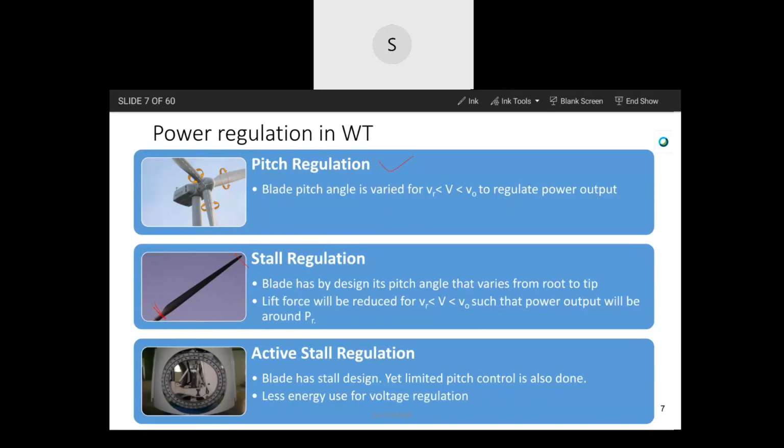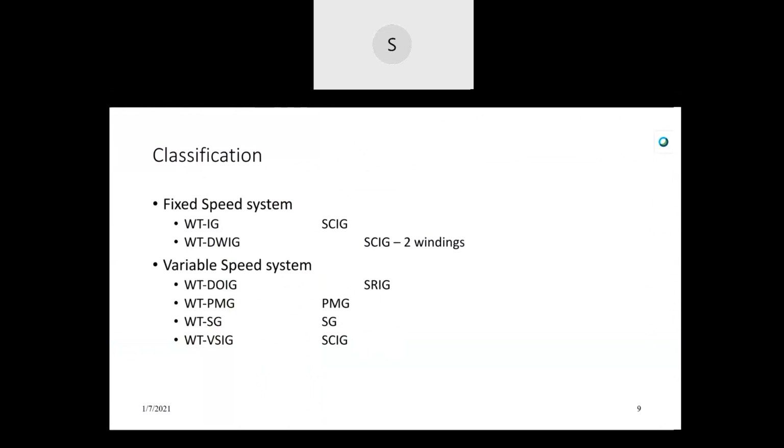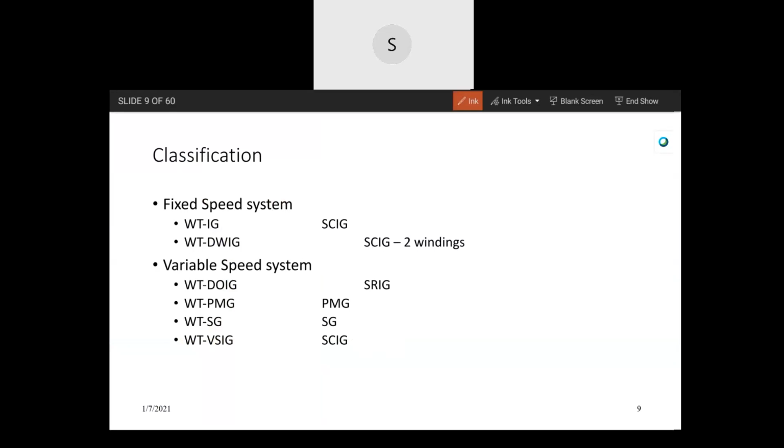Yes, let us now discuss what are the different types of wind turbine generator technologies available in the market or developed for commercial applications. As I mentioned, this can be classified into two: fixed speed machine and variable speed machine. Fixed speed machine is a squirrel cage induction generator. It can be of two types, in the sense that with one winding and two winding, these are operated normally.